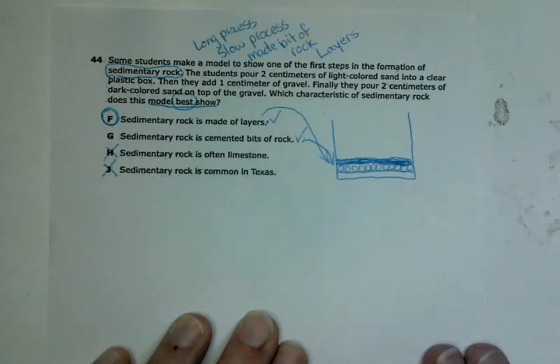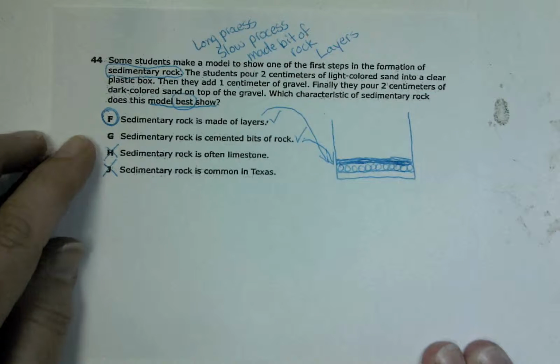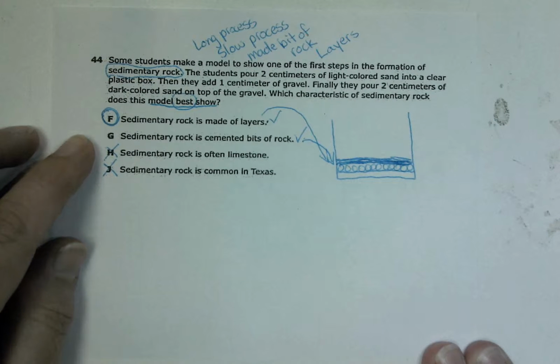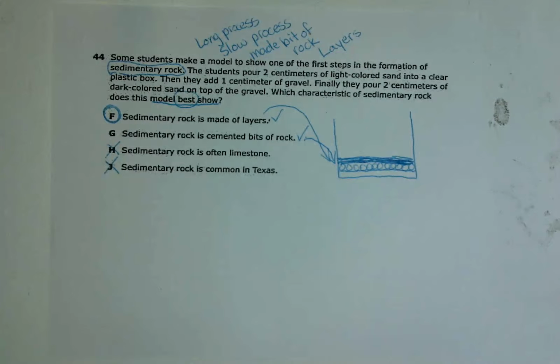If you did confuse it with G, that's okay. You're getting close. You got it in that 50-50 range. We just need to fine tune and look at what the best answer choice would be.